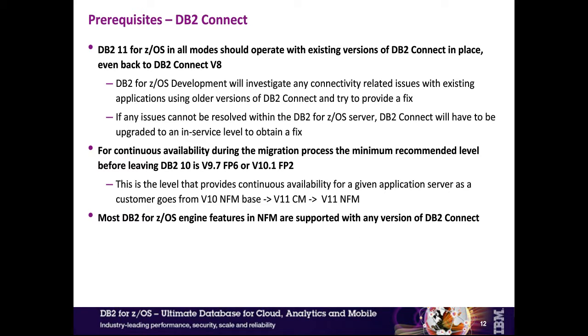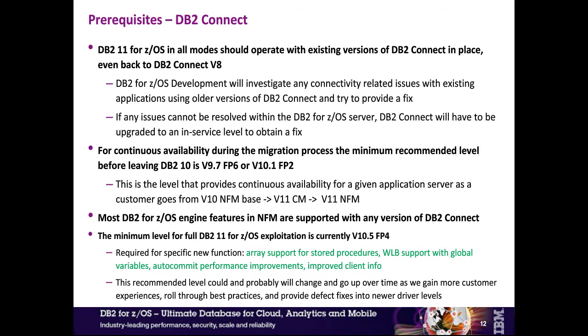Most of the DB2 features that are new in DB2 version 11 and available in NFM are supported with any version of DB2 Connect, apart from 4 specific features. These 4 specific features are listed on the bottom of the slide. This is the array support for native SQL procedures, the workload manager support for global variables, the performance improvement related to auto commit, and the new longer client information fields. If you use those 4 specific features, then you need to be on at least 10.5 FixPack 4.